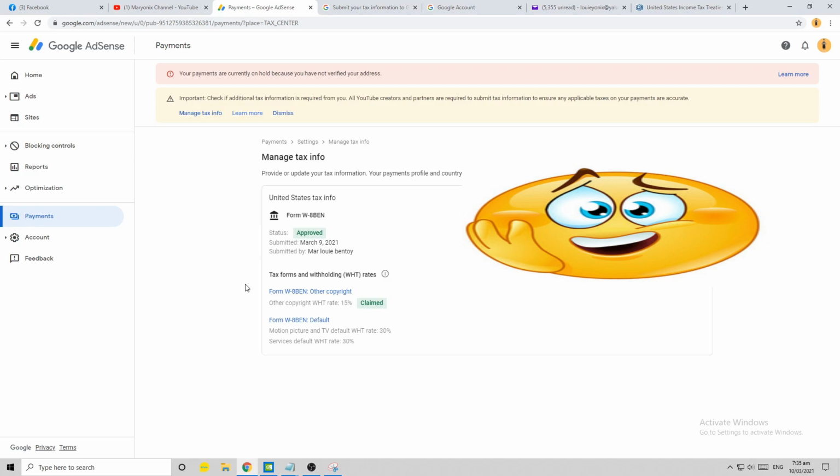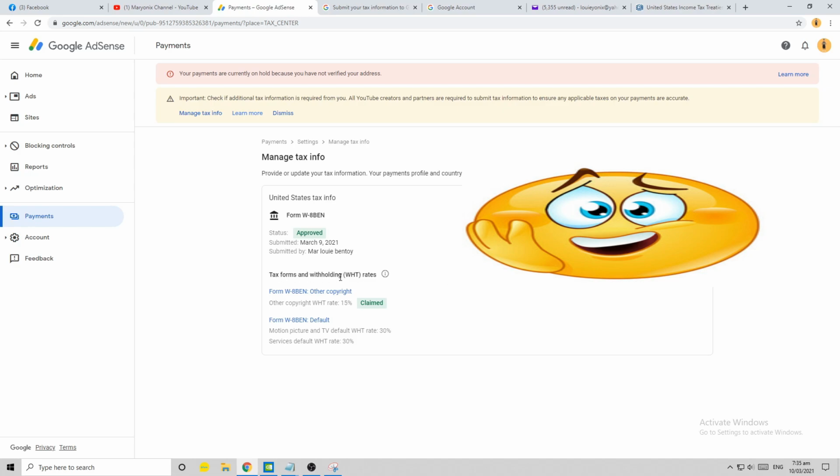And that's it, guys. So, manage and provide tax info of your payments profile. Country determines your taxes collected. So basically here it is. United States tax information status approved, submitted March 9, which is today, submitted by Mark Women. So it's my name and my permanent address, my mailing address is the same with it. So just make sure it's the same, guys, so that you won't have much problem.